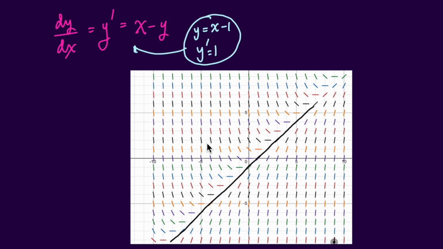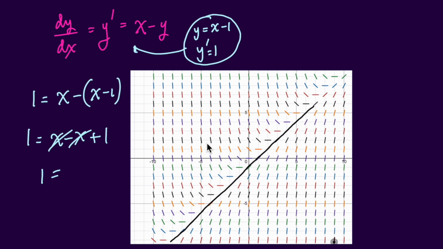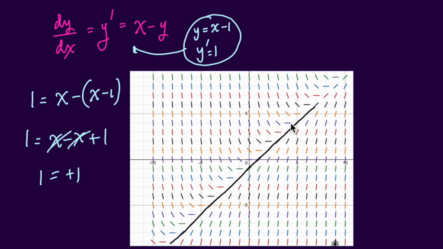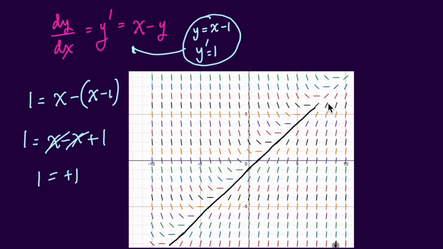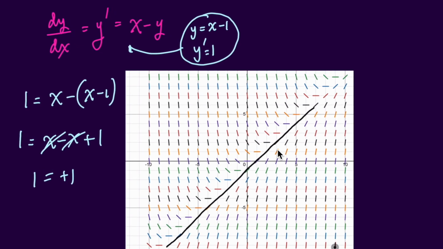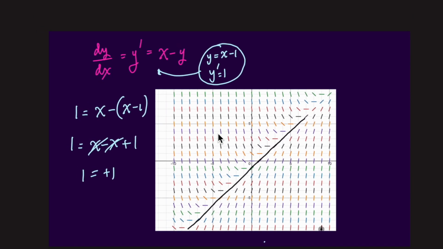Okay, so y prime is going to equal 1. We're going to have x minus what we believe to be the function, the solution, which would be x minus 1 replacing y. So we're going to get 1 equals x minus x plus 1. And indeed, we do have an identity. So we showed that this is one of the solutions to this differential equation, and we were able to extract it from the slope field.